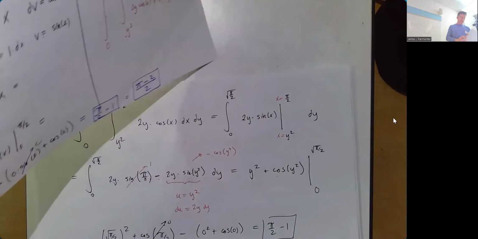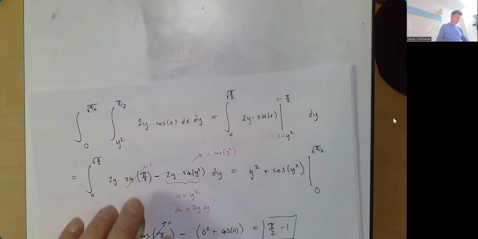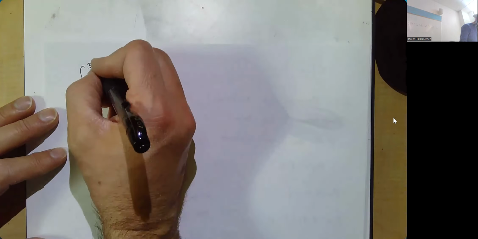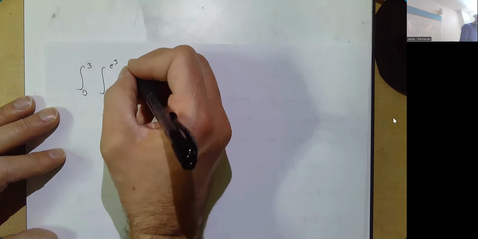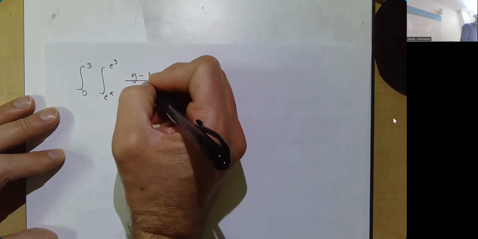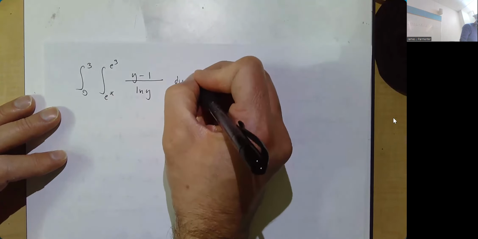Whereas let's look at something else. We'll do one more. We'll try and keep these things in order. This is going to be challenging. Okay, so let's say we had something like the integral from 0 to 3, and then the integral from e to the x to e to the third of y minus 1 over the natural log of y, dy dx.